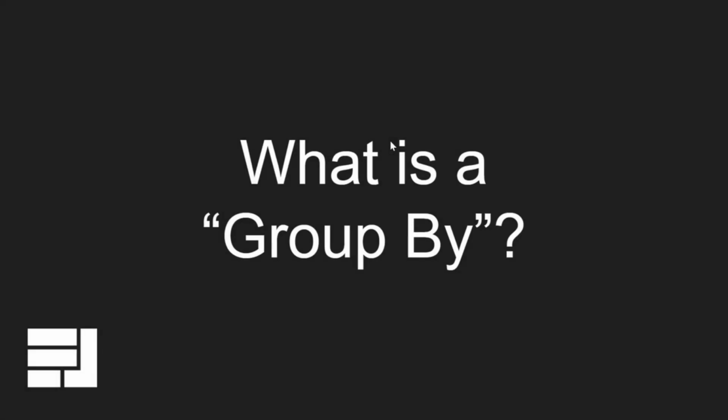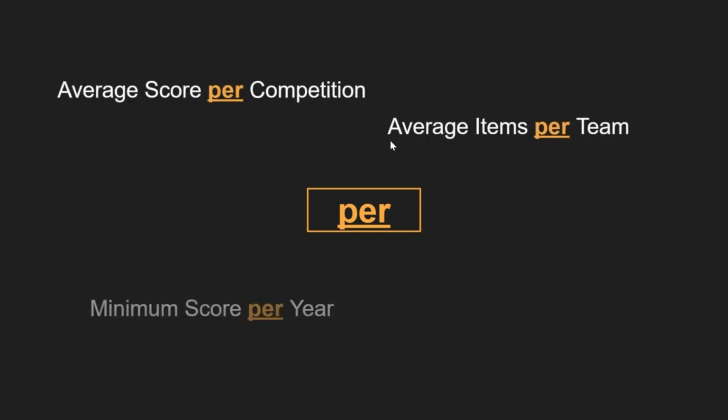What is a group by? A group by is any time that you say "per." If you say I'm going to get the average score per competition, or the revenue per month, the minimum score per year, that "per" indicates that you're doing some kind of group by.